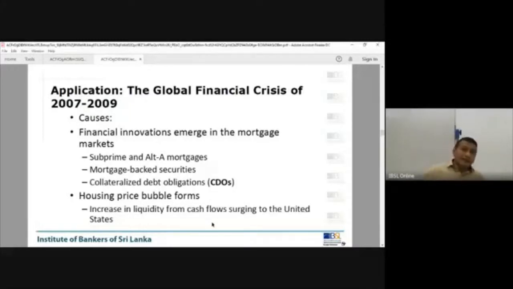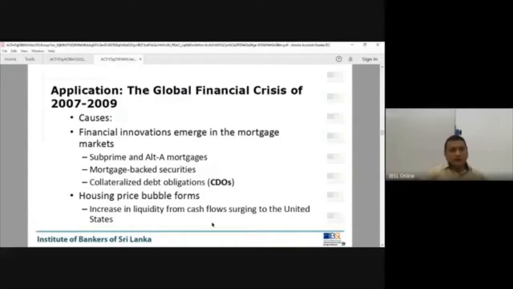So subprime is below prime. These are borrowers who are not prime, not the best customers, but below that level; sometimes you can even call them risky customers, not creditworthy customers. They are in subprime, getting financed at a certain rate, the so-called subprime rate. And then you see Alt-A. Subprime is one element. Alt is alternative. Alternative A means you can have other alternatives, A, B, C.